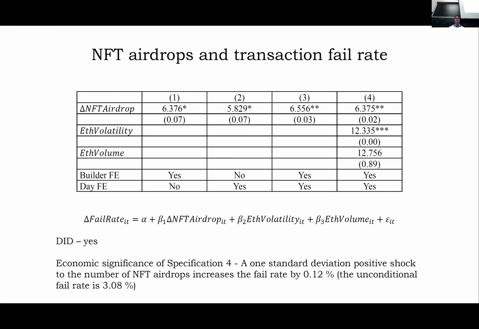Again, it remains positive even if you control for volatility of the Ethereum price and volume, and similarly, if you control for these dummy variables, which are called fixed effects, so builder fixed effects or day fixed effects, the results remain the same. In fact, in this case, you see that the coefficient remains very similar, on the order of 6.